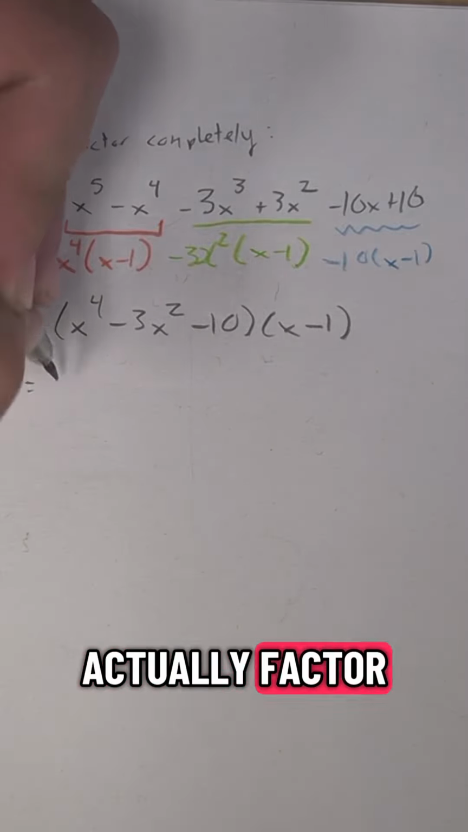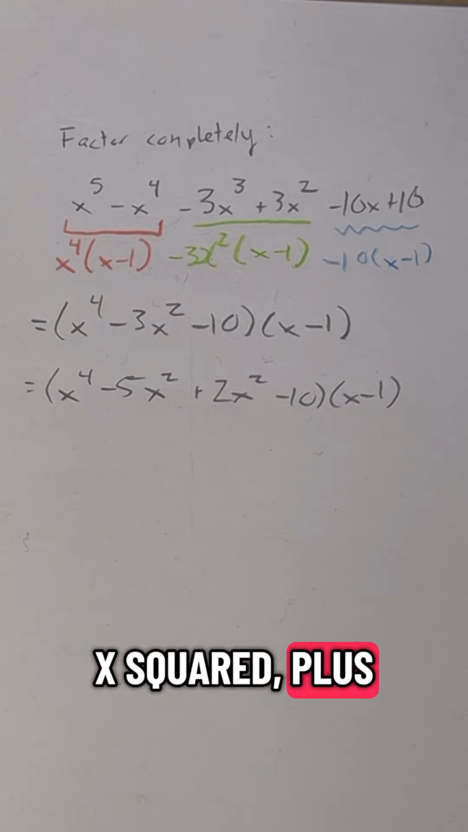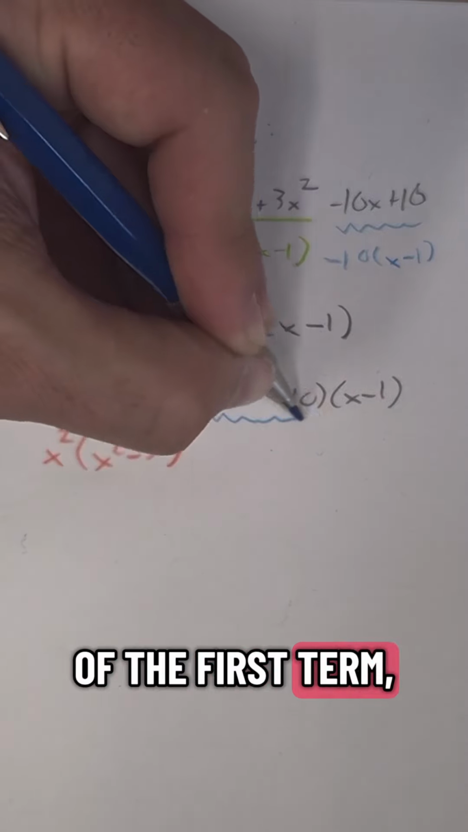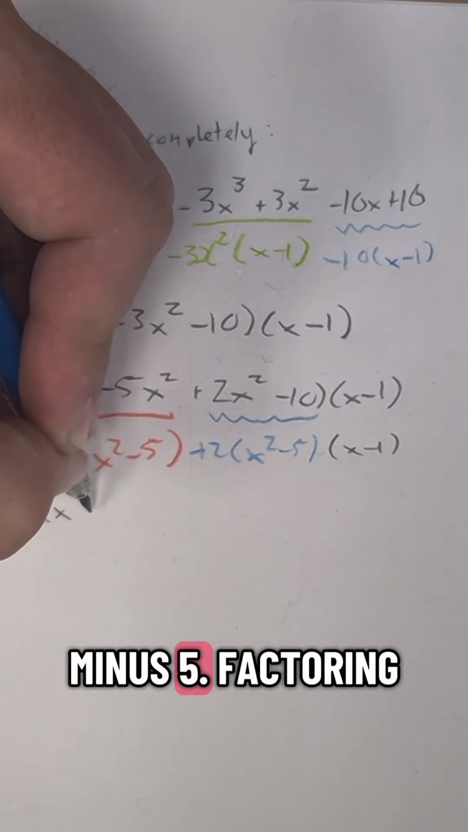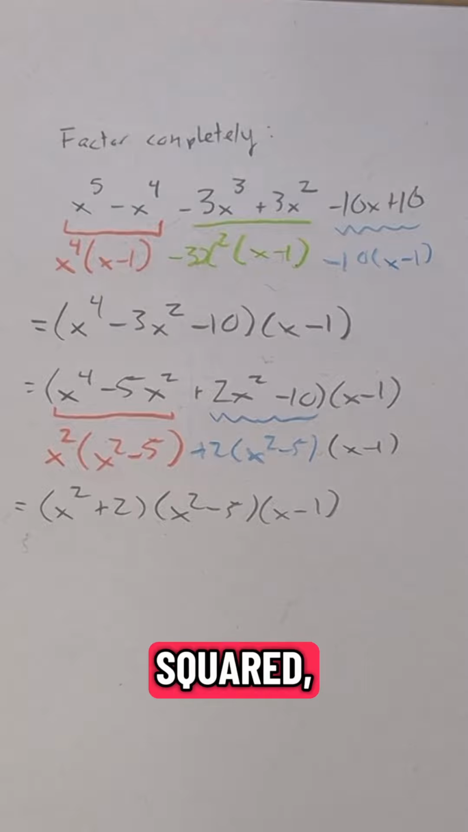And we can actually factor this trinomial. I'm going to break the negative 3x squared up into negative 5x squared plus 2x squared, and I'm going to factor by grouping again. I factor an x squared out of the first term, and I'm left with an x squared minus 5. And I factor a 2 out of the second term, and I'm left with an x squared minus 5. Factoring out those x squared minus 5, I get x squared plus 2, x squared minus 5, and x minus 1.